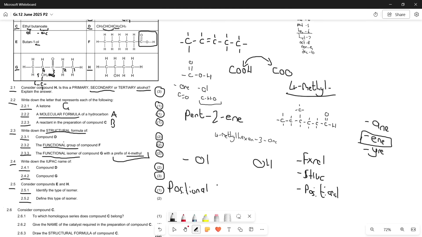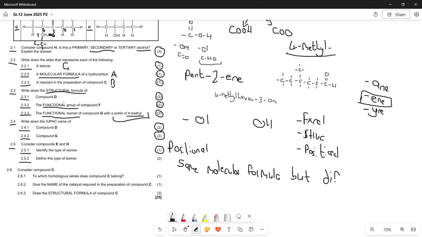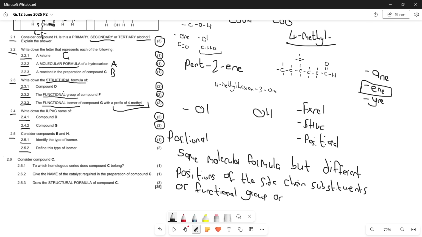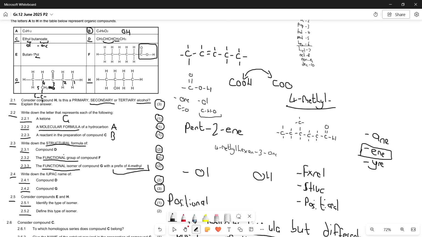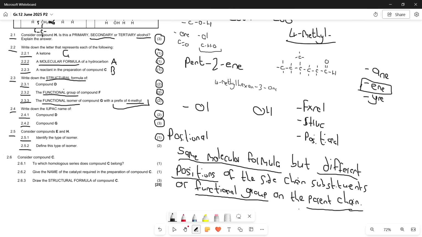Okay, and our definition for that is it has the same molecular formula, but different positions of the side chain substituents or functional group on the parent chain. So we identified that all we did was move the functional group location. That earned us 1 mark for 2.5.1. And this definition here of same molecular formula, but different positions of the functional group on the parent chain has earned us 2 marks over there.